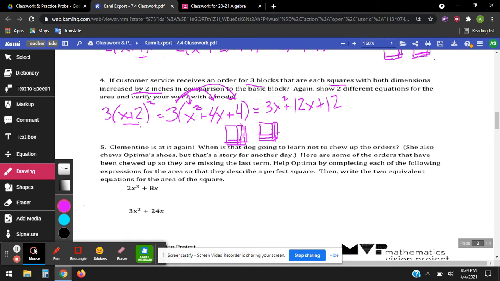You can't even see my 4 on there. And then I have plus, I'm going to make these bigger, plus 2, plus 2. So that one's a little bit better. So again, I have 3x squareds. I have 2, 4, 6, 8, 10, 12 x's. And then there's 4, 8, 12 of these little guys here.